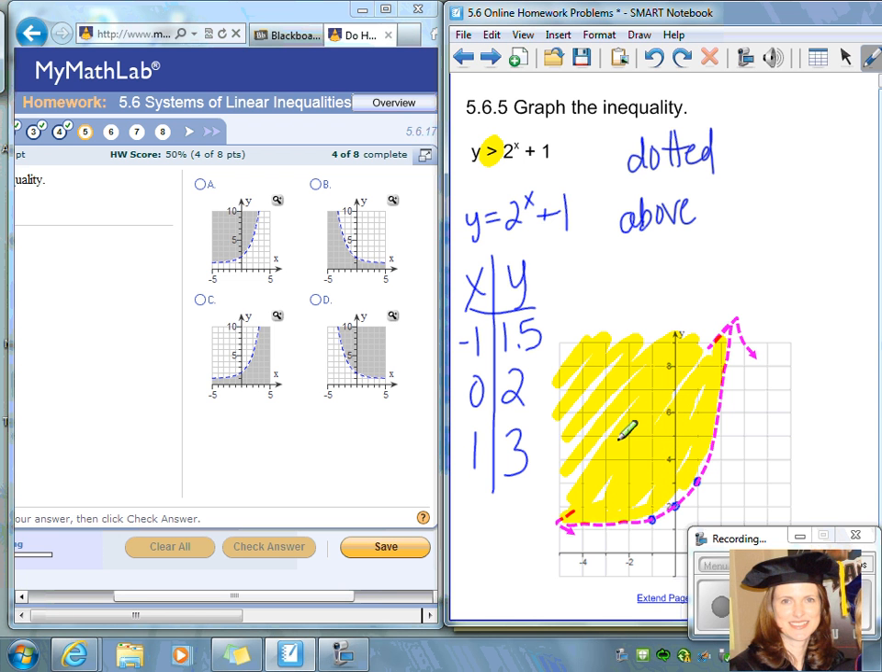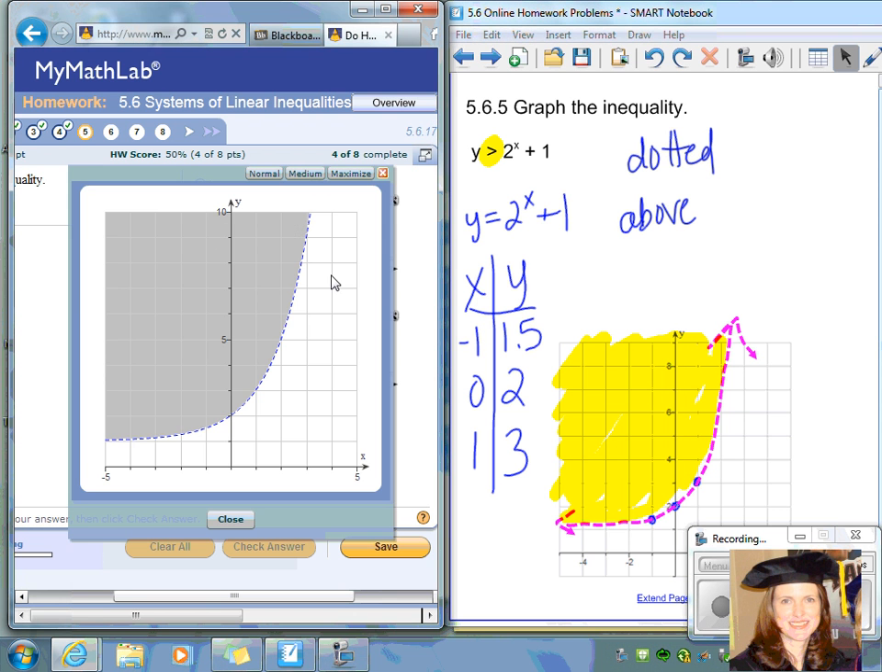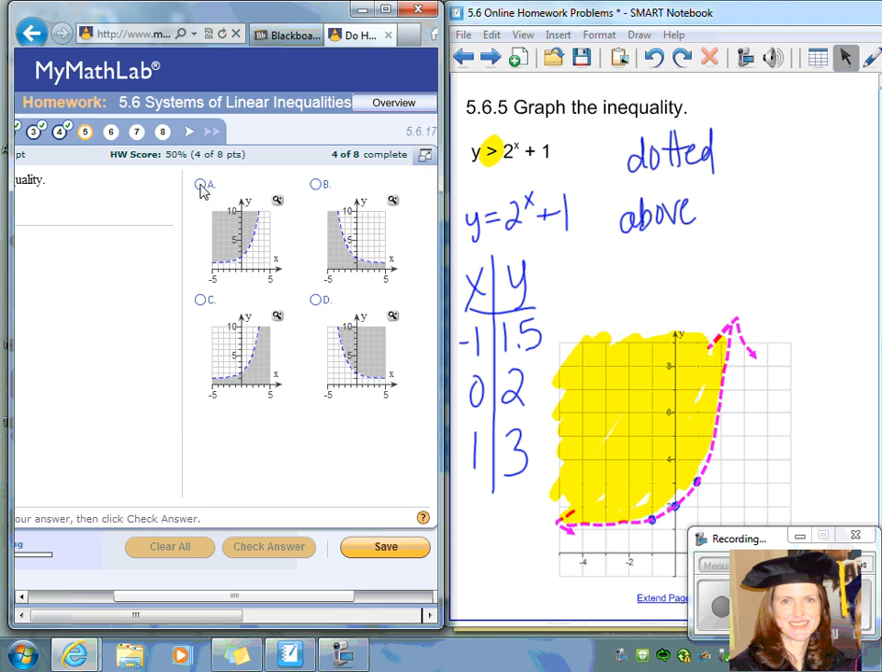So the solution to the system of inequalities is all the points in that shaded region. If you plug them into the original inequality, it would be true. Out of all the choices, for mine it looks most like choice A. I'm going to check my answer.